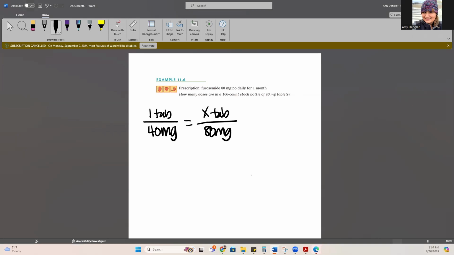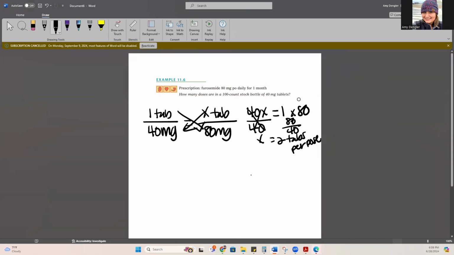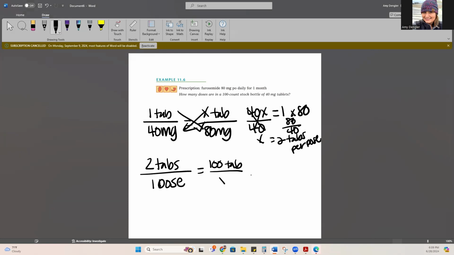And you just do a proportion by doing 40x is equal to 1 times 80. And then, of course, doing your math, which is 80, and finding out that that's 2 tabs per dose. So we can do a proportion doing what we have. So we know we need 2 tablets for 1 dose. We have a 100 tab bottle. How many doses is that?